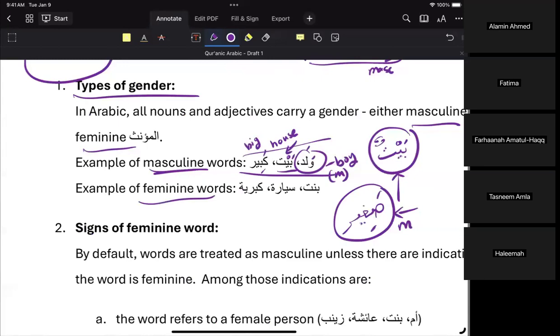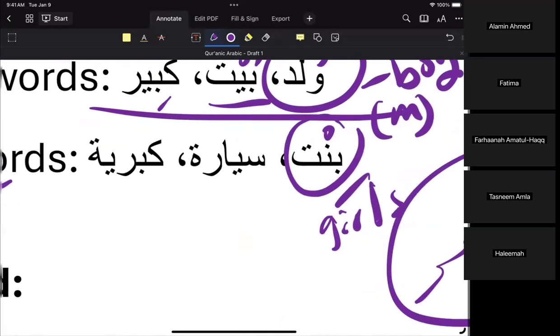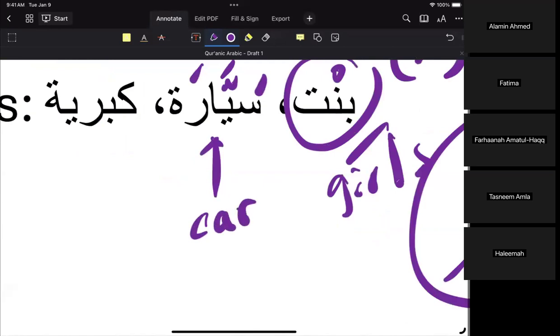An example of a feminine word is bint. Now this one is very simple and easy. We know bint is girl, so of course girls are feminine. This is obvious. But then we have sayyara. Sayyara, we just learned, is car.